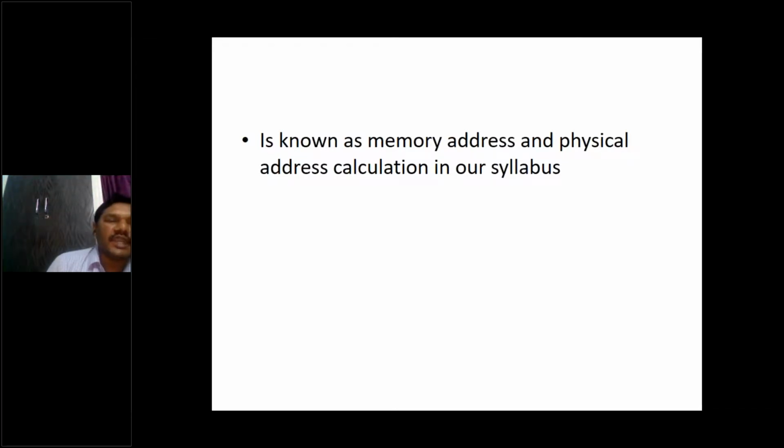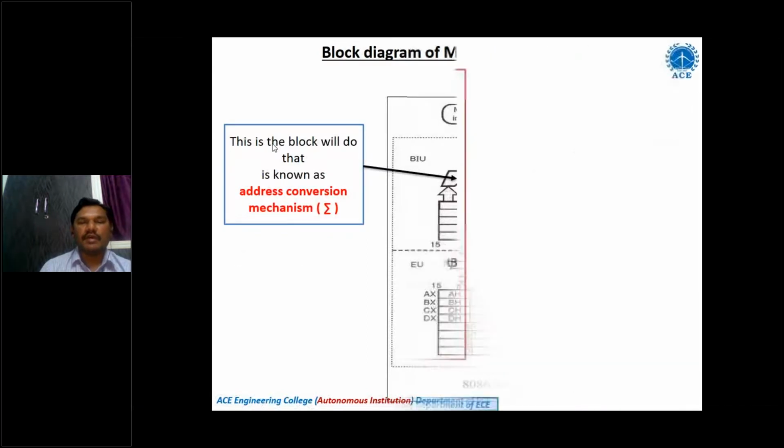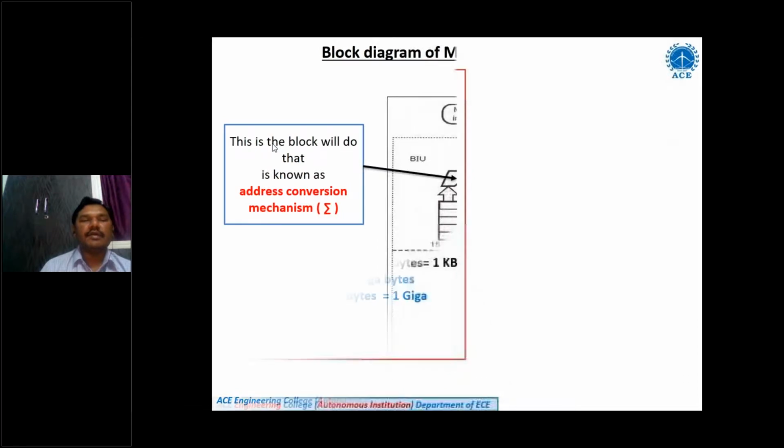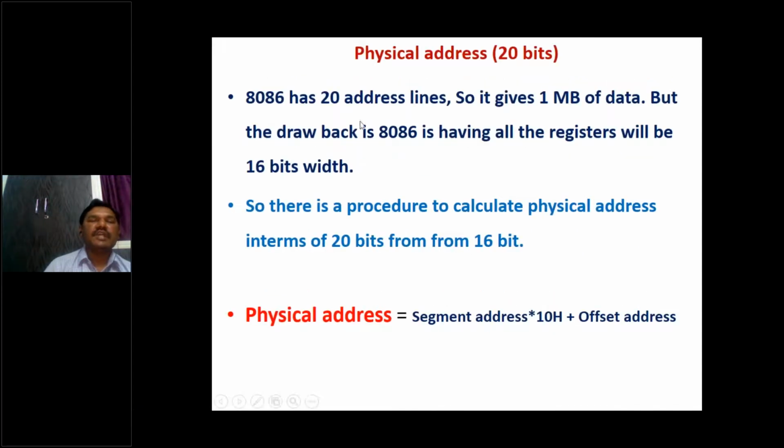Till now we have seen memory addresses, and from now onwards we will see physical address calculation. This summation block is known as the address conversion mechanism, or physical address calculation. Why is it required? We have seen this already. 8086 has 20 address lines and it gives 1 MB of data. But the drawback is that all the registers in 8086 are 16 bit. So how can we convert 16 bits to 20 bits? That concept is called physical address calculation, because 20 bits are required.